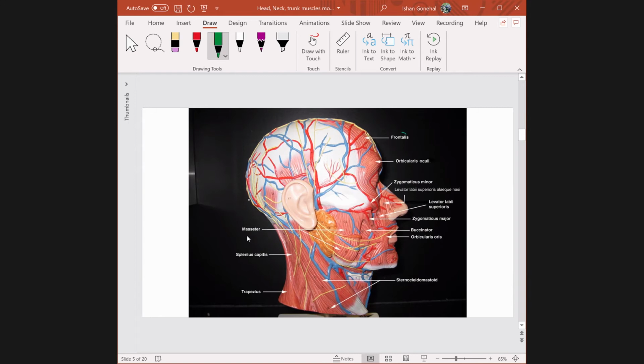So frontalis, temporalis, orbicularis oculi, orbicularis oris. This one is buccinator. The ones which run this way, the thick ones, are masseter.